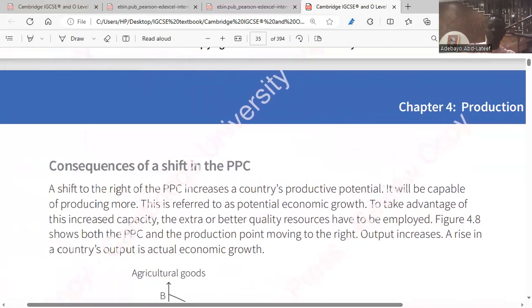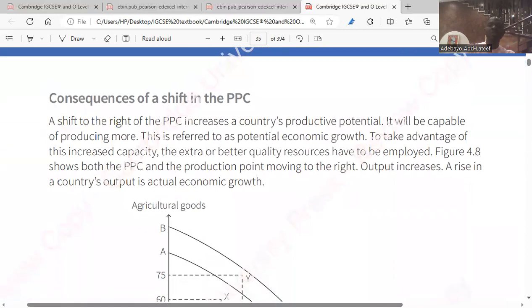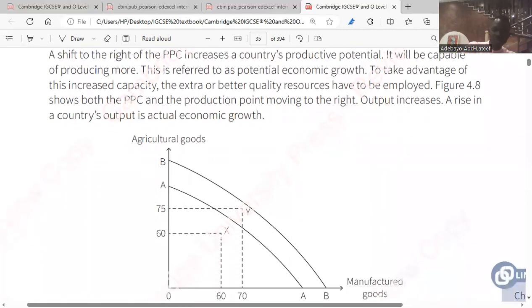Now, go to consequences. What are the problems when there's a shift in the PPC? A shift to the right of the PPC increases the country's production potential. It will be capable of producing more, but this is referred to as potential economic growth. To take advantage of this increased capacity, the extra or better quality resources have to be employed. This figure talked about it.